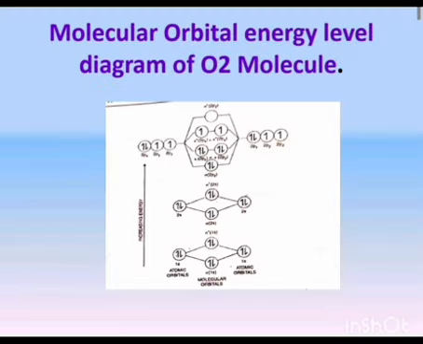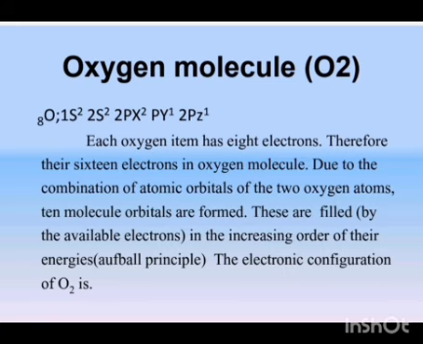Next, molecular orbital energy level diagram of the O2 molecule. This is the energy level diagram of the O2 molecule. In this diagram, the electrons are filled according to the above principles. Next, I will move to the oxygen molecule O2.